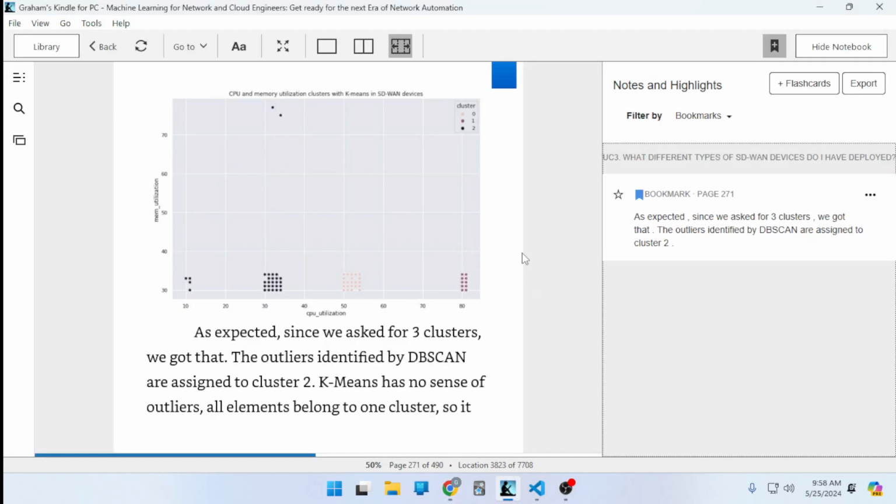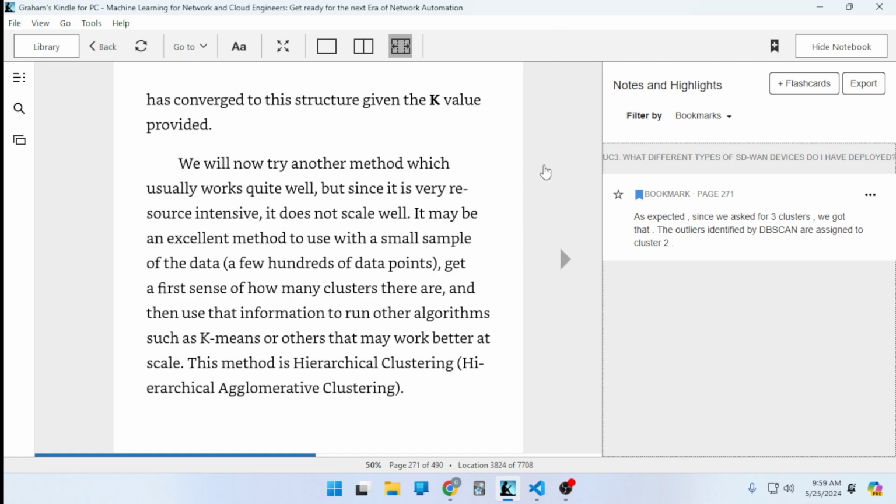As expected, since we asked for 3 clusters, we got that. The outliers identified by DBSCAN are assigned to cluster 2. K-means has no sense of outliers. All elements belong to one cluster, so it has converged to this structure given the k value provided.